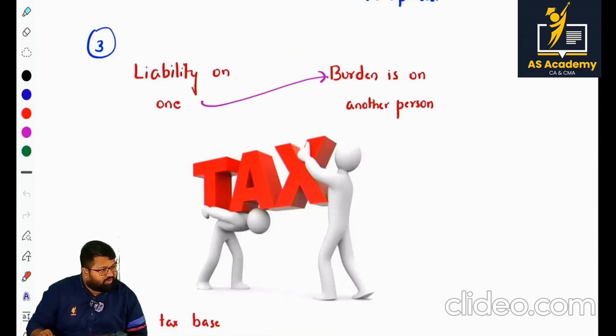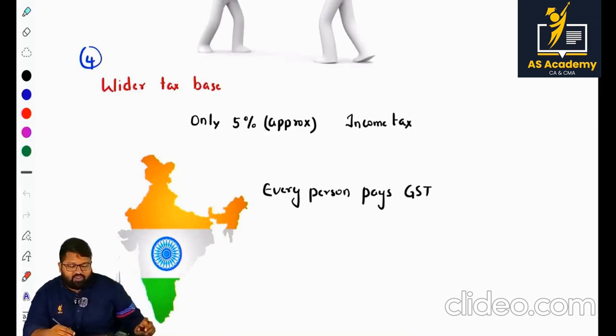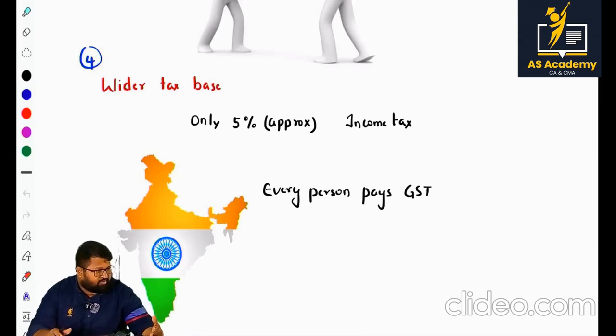So what is the third feature, ma'am? Liability is on one person, burden is on another person. So mainly liability is on whom, ma'am? Customer or consumer. Okay. What about the next one? Normally, in income tax, how much of the population is paying? 5% of the population. Even your law ma'am, no? Tax evasion. Your law ma'am is into tax evasion.